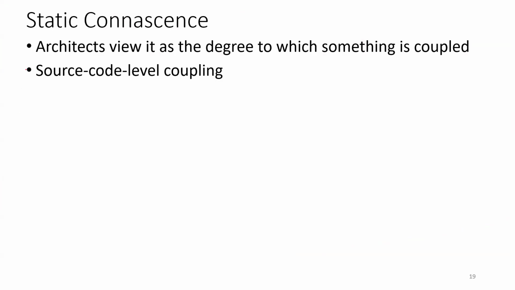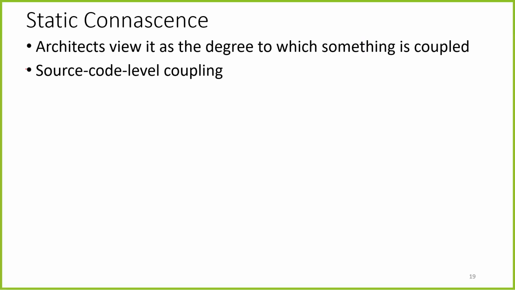As an architect, when you work as an architect, you will view it as the degree to which something is coupled. So you have connascence between two modules, two components. They are connected to each other, coupled with each other, and this one is like a source code level coupling, a source code level dependency on each other.